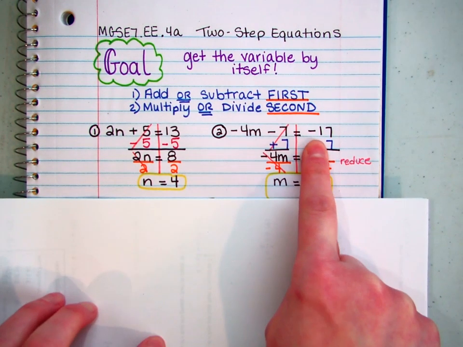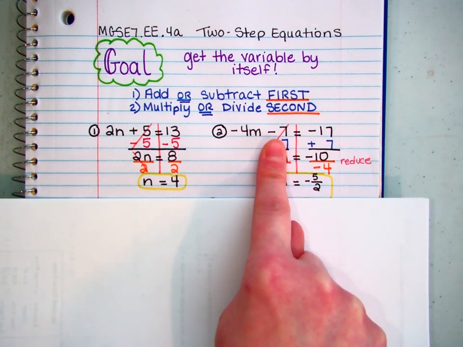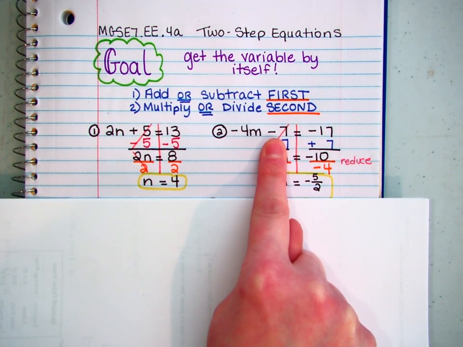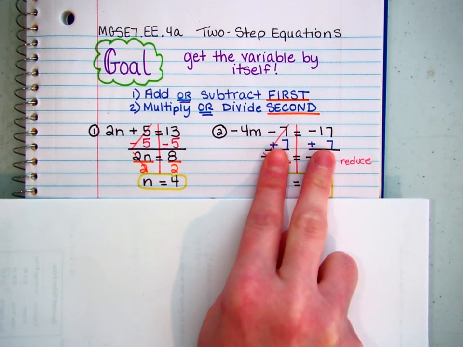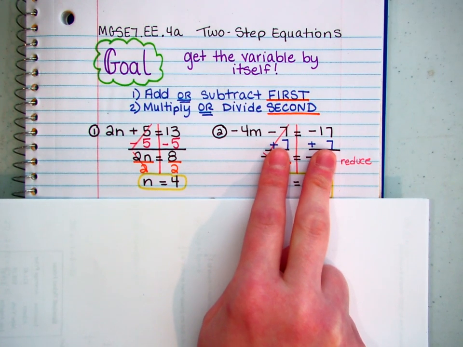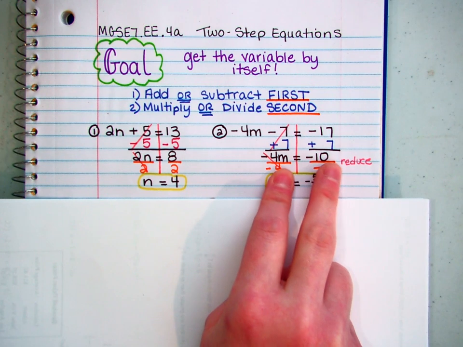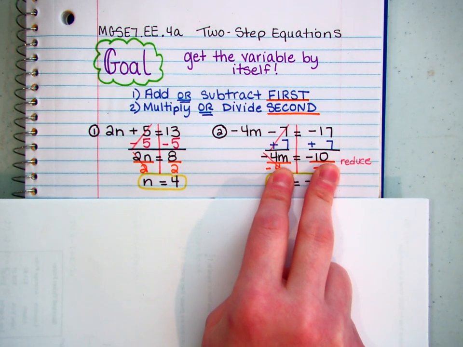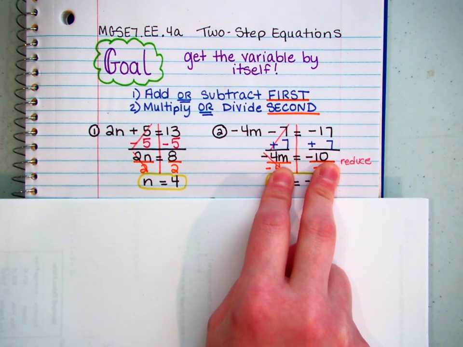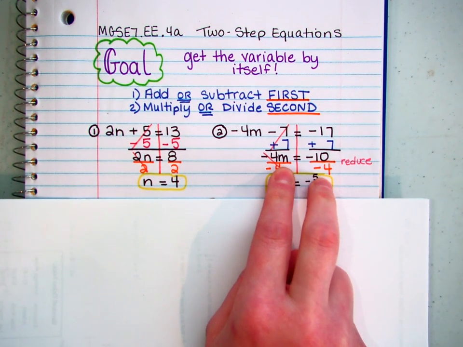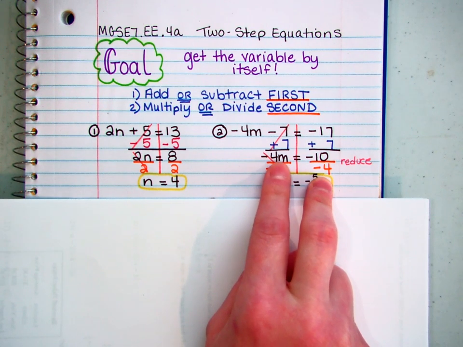So I wanted to get rid of my minus 7 first. The opposite of that is to add 7. So I added 7 to both sides. And now I'm left with negative 4m equals negative 10, because negative 17 plus 7 gives me negative 10. Then I divide both sides by negative 4, because that's my coefficient, negative 4.